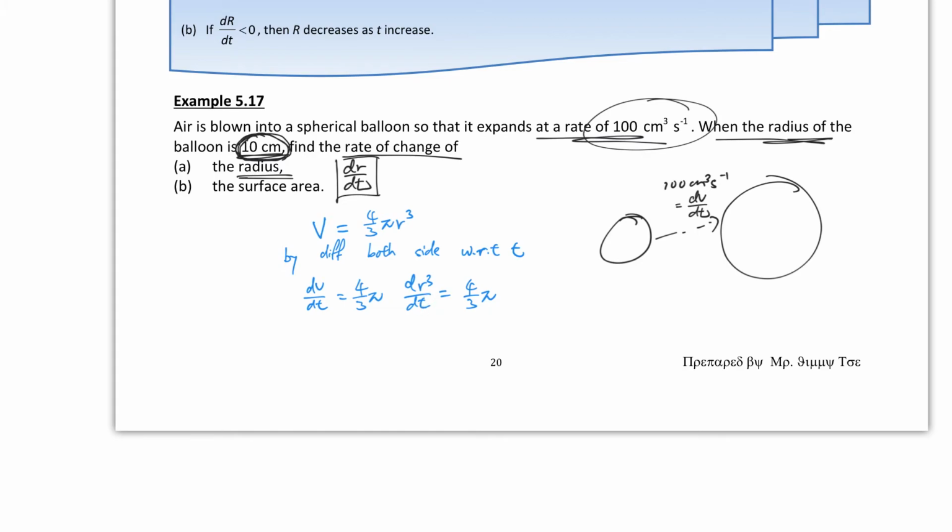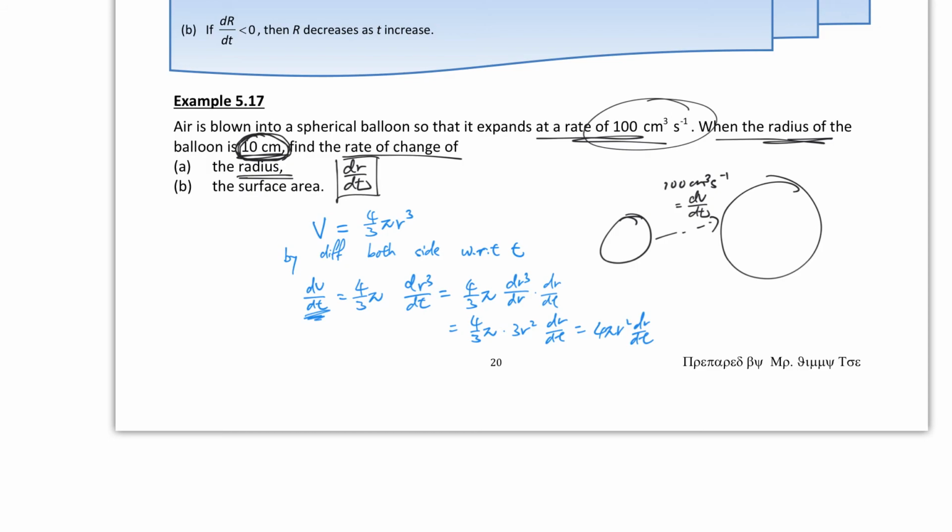So you need to use the chain rule, dr times dr over dt. So 4 over 3 pi times 3r squared dr over dt. Simplify: 4 pi r squared dr over dt. Okay, then we can find the answer. Why? Because I have dv over dt, which is equal to 100. I want to find dr over dt. We have one unknown, which is r. But I want to find dr over dt when r is equal to 10.